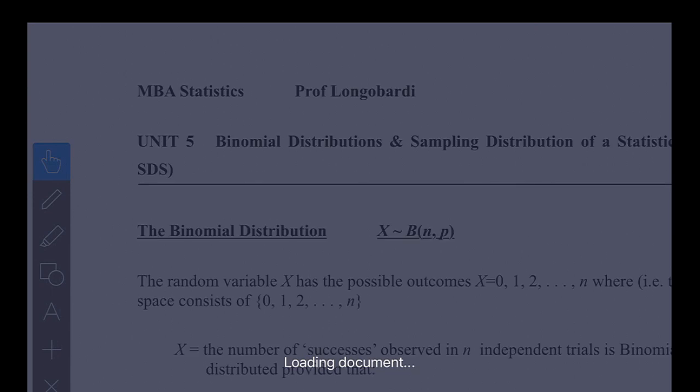We're going to start with the binomial distribution today, unless you have any questions from yesterday, the last time we met, about Unit 4, the probability problems, the 4 problems I did at the end.